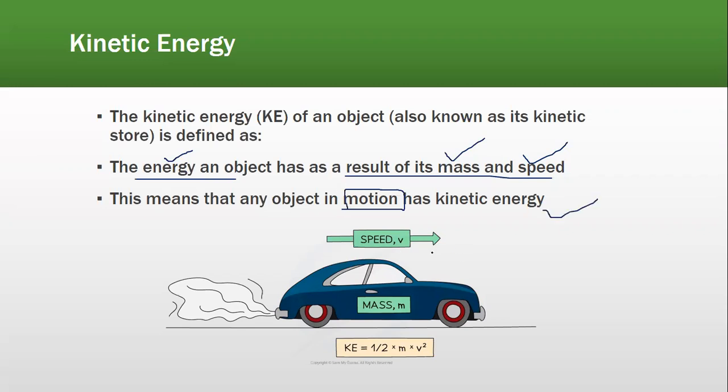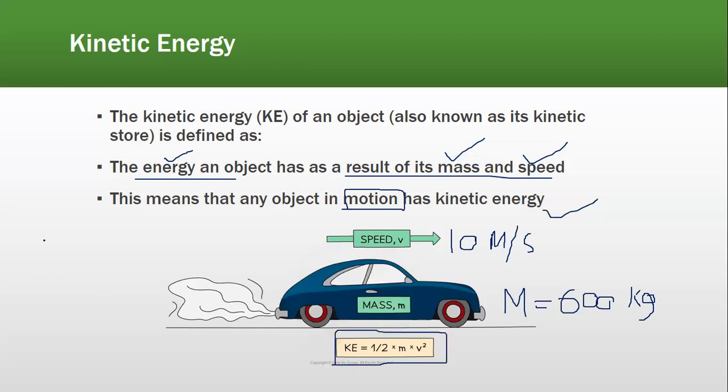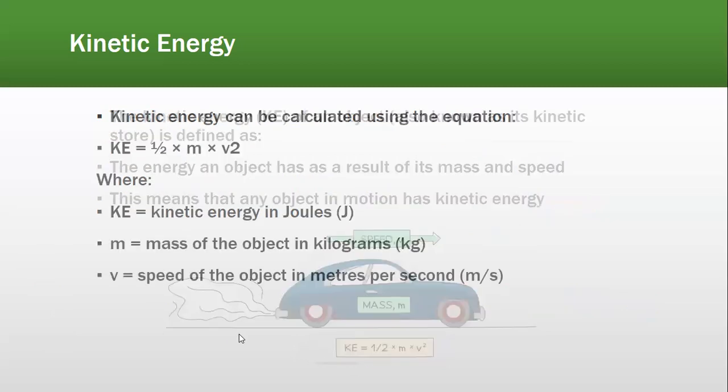For example, this car is moving at a speed of 10 meters per second and has a mass of 600 kg. The formula for kinetic energy is also given over here, which is 1 by 2 into mass into v square. So if I apply the formula, 1 over 2 into mass, which was 600, and velocity was 10 square. This is how you calculate kinetic energy.